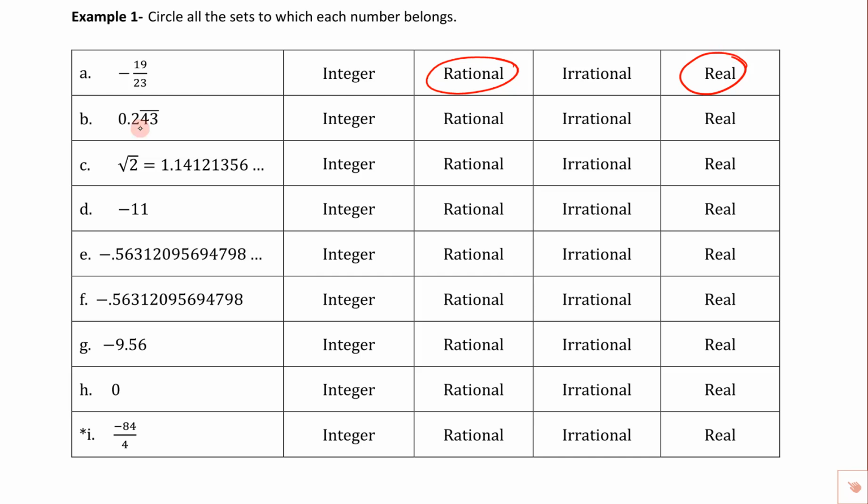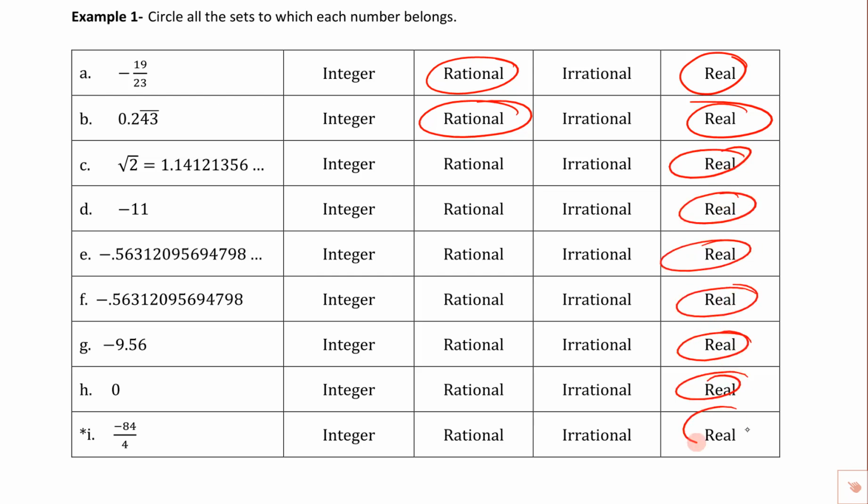Let's take a look at the next one. Take a look at B. This is 0.243 with a bar over the 43, so that 43 is going to repeat. It's going to be 0.2434343. So that's definitely not a positive or negative whole number, so it's not going to be an integer. Because it's got a repeating pattern, it is rational, which means it can't be irrational, and every number on here is going to be real. So let's go ahead and do this. Every single one of them is a real number. Okay? Some of these look really weird, but these are all real numbers.